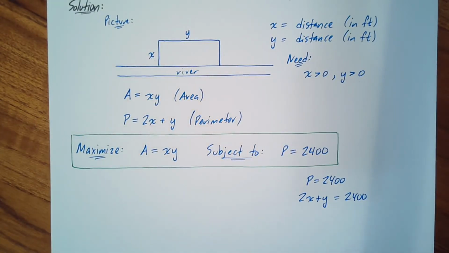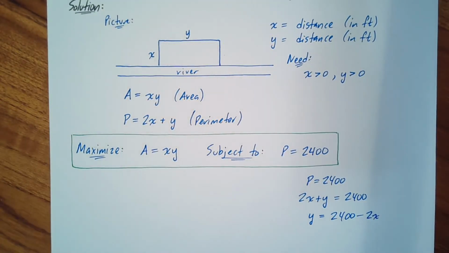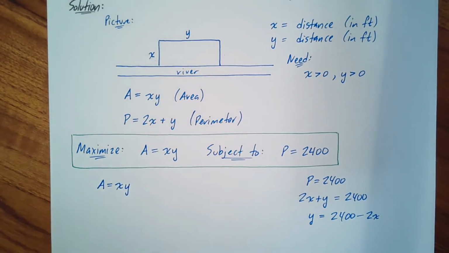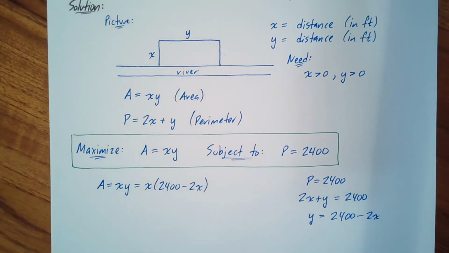So really what that does is give you a relationship that x and y have to always satisfy. And in particular, it allows you to isolate y in terms of x, and you're going to get y is equal to 2400 minus 2x. So if y is always equal to 2400 minus 2x, then y is completely dependent on x. So A is also completely dependent on x, because it's dependent on x along with another variable that is also dependent on x. So we can rewrite A as x times y. That's just what A already is. But we can write it as x times 2400 minus 2x. Right? And now the area is a function of x.